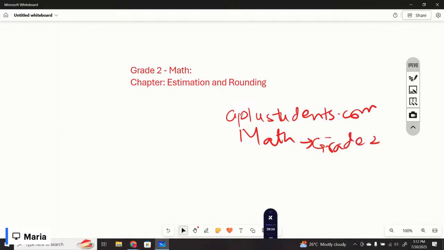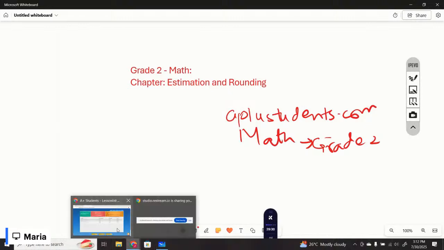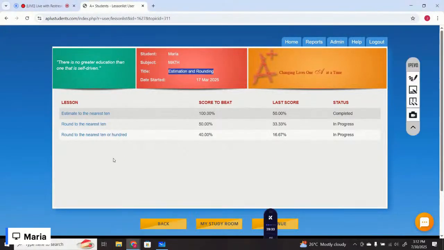So we're going to start with the chapter estimation and rounding. I'm on grade 2, and the chapter we are on right now is estimation and rounding. Let's start with the first lesson, that is estimate to the nearest 10.